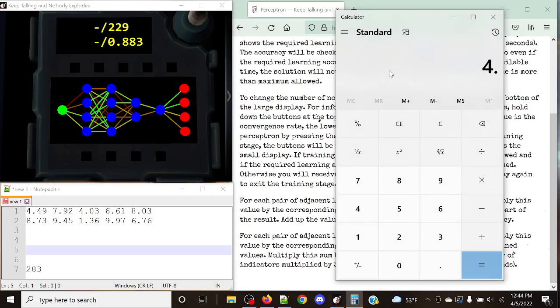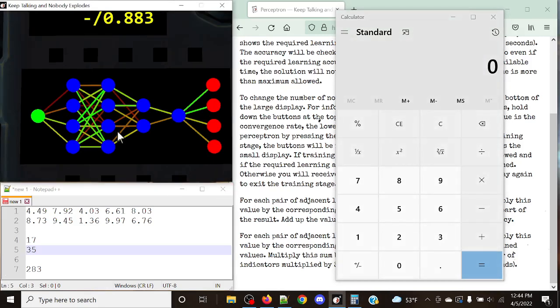So we have 4.49 times u by the 4 that we have here. That's going to be 17, solid start. And then we have the 8.73 times u by the 4 connections that are there. That's going to be a 35. Okay. 7.92. Now here's where things get a little bit interesting.